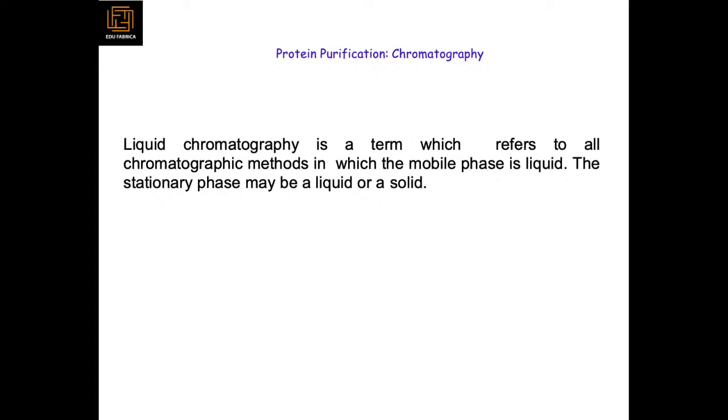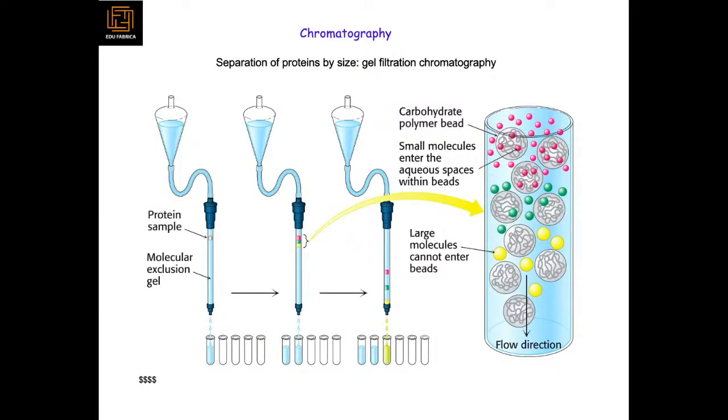So now comes the chromatography part, in which there is a mobile phase and a stationary phase. The mobile phase is liquid, and the stationary phase may be liquid or solid. The first case is gel filtration chromatography, where we separate the proteins according to their size.